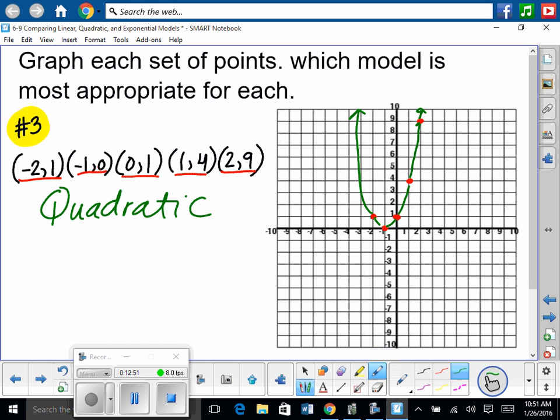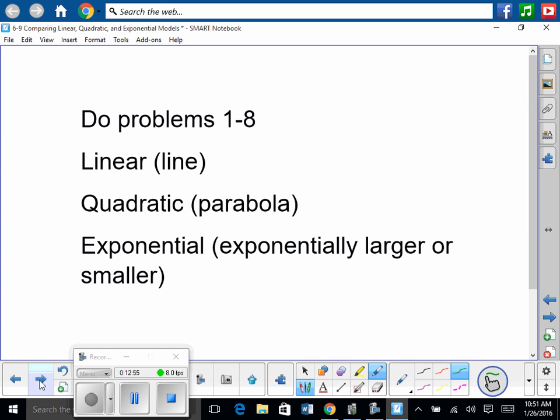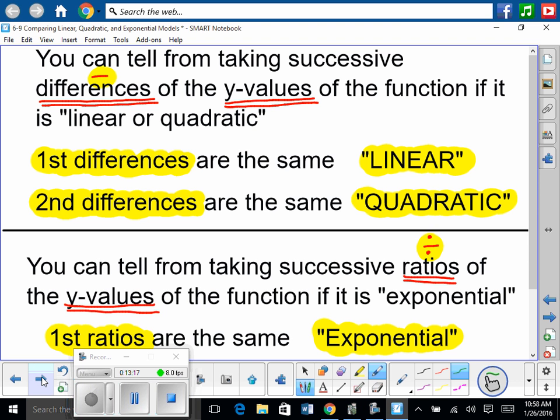Pretty straightforward, right? Okay, so now I want you to do problems 1 through 8. Determine if it's linear, if it's a line, quadratic if it's a parabola, and exponential if it's getting exponentially larger or smaller. Go. So once again, that's just one way to determine if it's linear, quadratic, or exponential: graphing it and then looking and determining what my graph looks like. Never a bad method. But we're also going to learn another method, algebraically figuring it out, because sometimes your graph might not be clear.